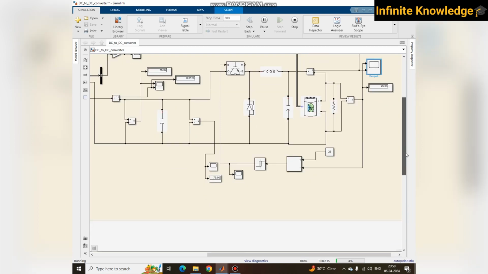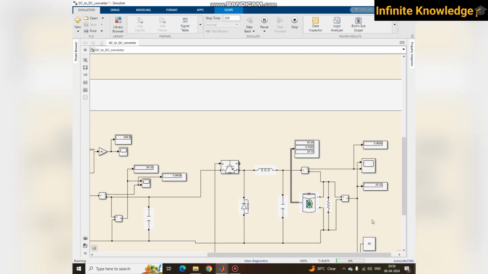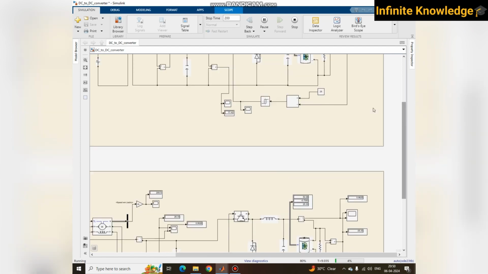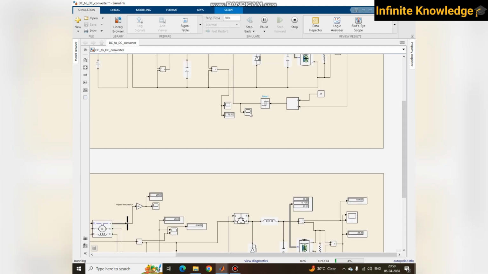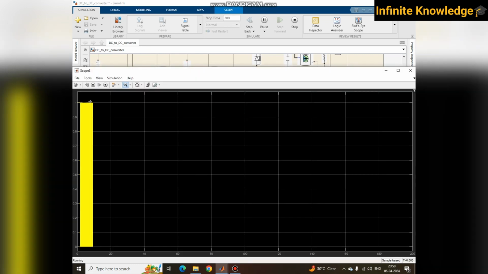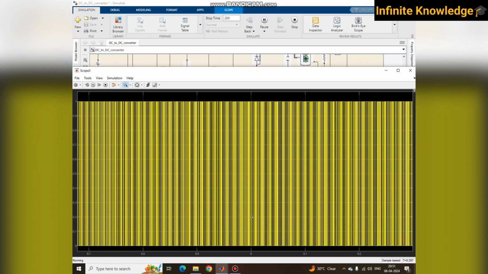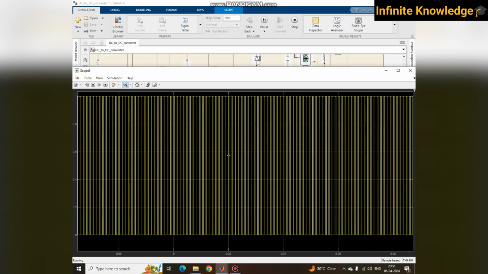Similarly, we have to check for the PID controller also. The previous one was for the switching. It is just a simple relay, and this relay is just turning on and off. You can see very clearly, this is the output, the different output. You can see the relay is turning on and off continuously, and we are getting some output voltage.